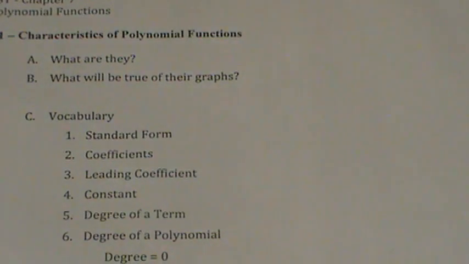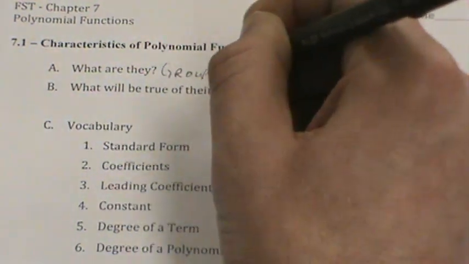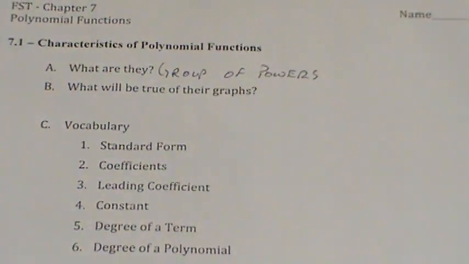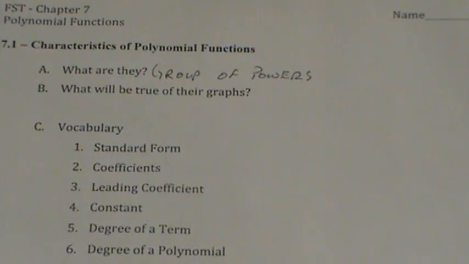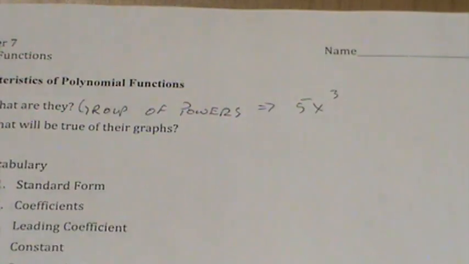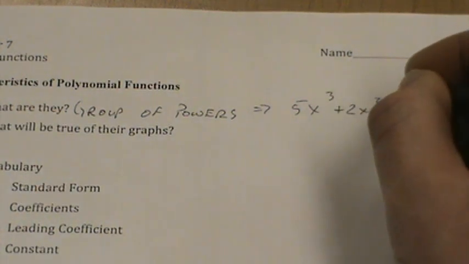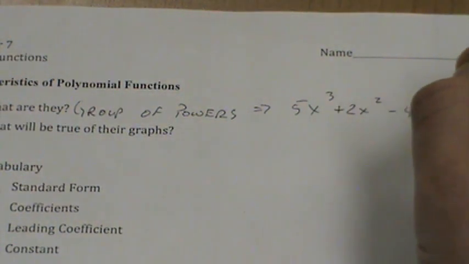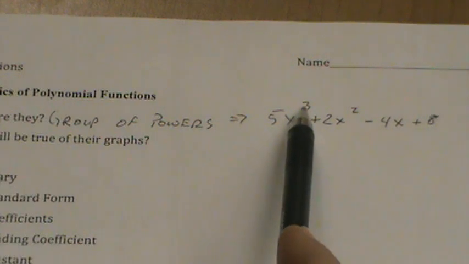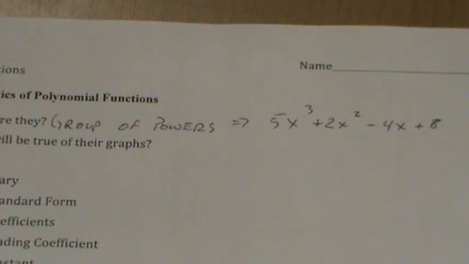And really, I think the best way to think about a polynomial is just a group of powers. If you remember, a power is something that has an exponent. So if we take a group of powers and connect them together, for example, 5x to the third would be a power, and we'll connect it to another one. I'm making up numbers, by the way: plus 2x squared minus 4x plus 8. Each one of these has a power. So this one has power 3, power 2, power 1, and then power 0 would have no variable whatsoever.